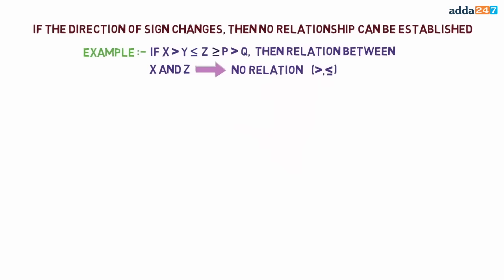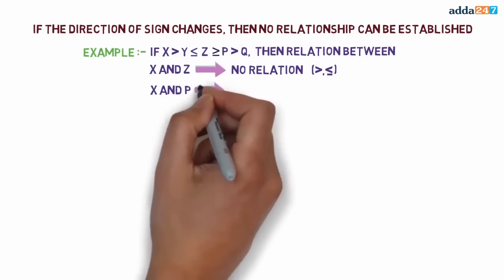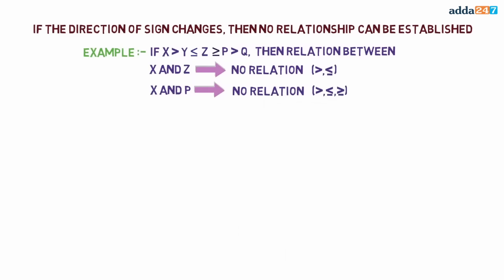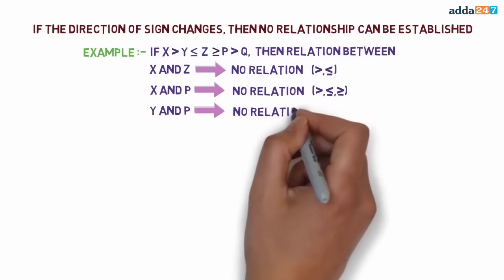Because if we look at x, y, and z, between x and y we have a greater than symbol, and between y and z we have a less than or equal to symbol. As the signs are changing between x and z, we cannot have any relationship between x and z. Same is the story between x and p. Between x and p also, we cannot have any relation because the signs are changing. Same for y and p, no relation because the signs are changing.